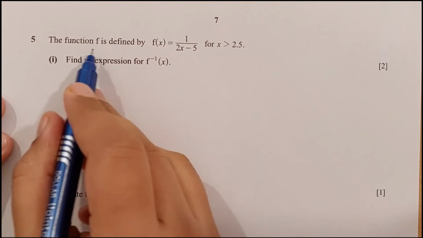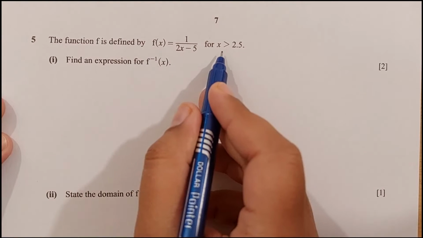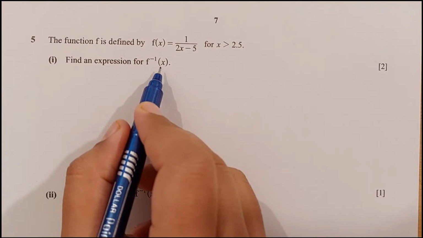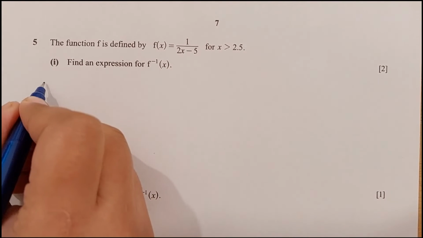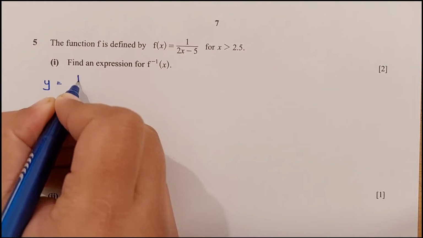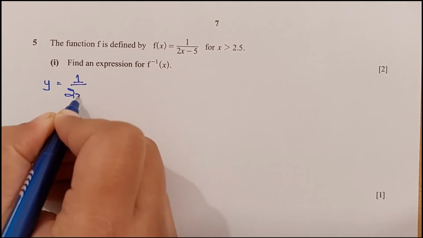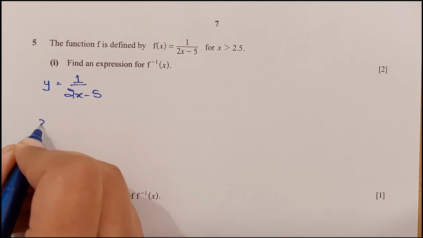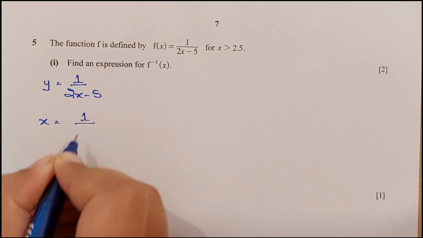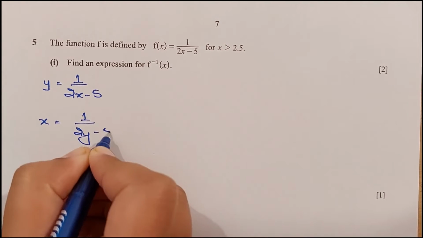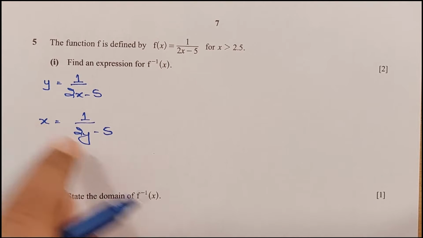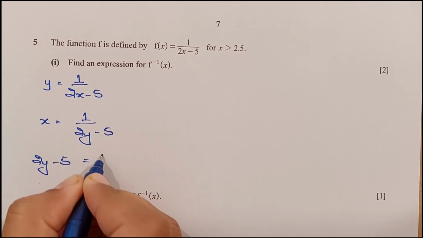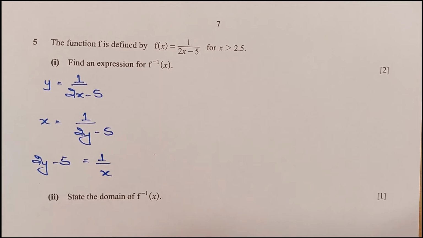Question number 5. The function f is defined by f(x) = 1/(2x − 5) for x greater than 2.5. Part 1, find an expression for f inverse of x. So we can put y = f(x), that is 1/(2x − 5). And then we have to switch the variables. x = 1/(2y − 5), right? And we can shift the positions. We can say 2y − 5 = 1/x, right?